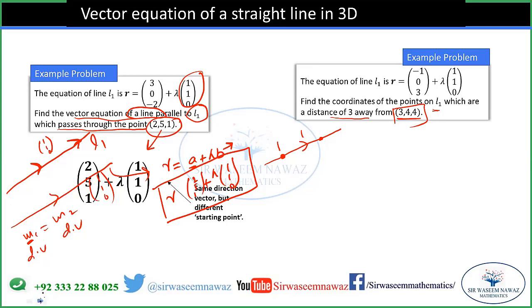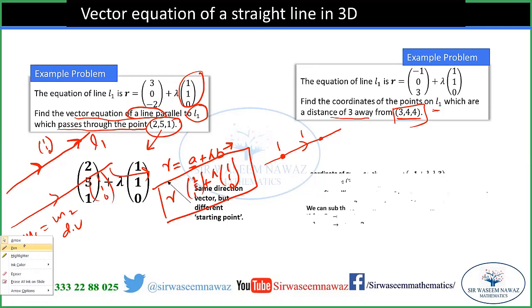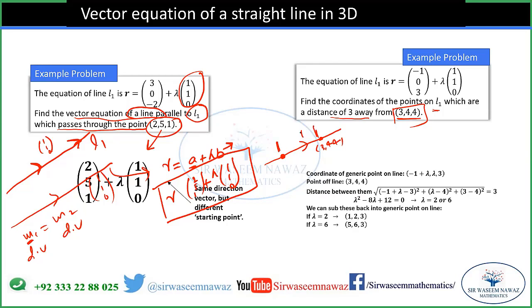Now we want to solve this. The first thing that we do is construct a generic point on this line, because we don't have anything else given. We have just one point here, this (3, 4, 4), and this is the equation of the line, and the distance between this point and this point is 3 units. Now we have only this one point, and we have this equation of the line. Now what can I do?